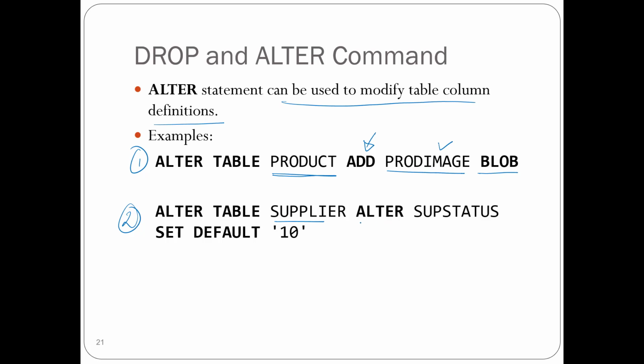Okay. You can also use the alter table in this way, where we are saying alter table supplier, alter supply status, right? Supply status is a column which is already there in the supplier table. We want to alter that column definition. So for that, we will say alter table supplier, alter supply status, set default to 10. Okay, so this is a new property that we are adding to the supply status, putting a default value of 10.